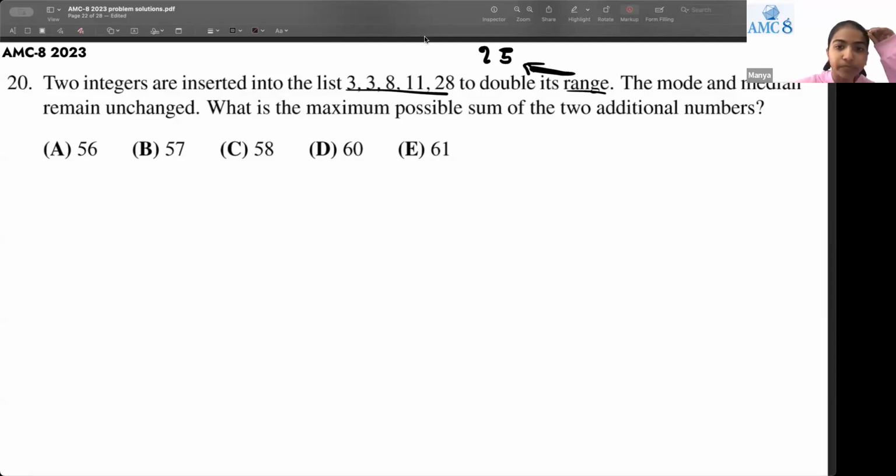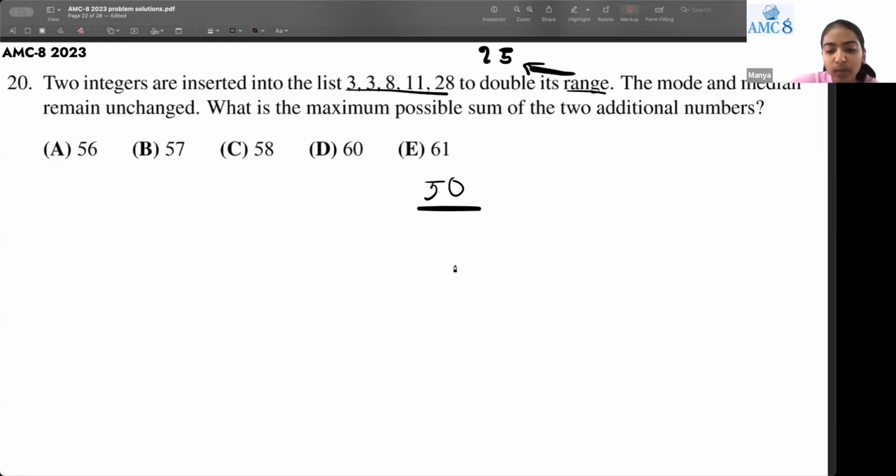And so, to find the double range, we're going to be doing 25 times 2, which should be equal to 50. And so that means that the range should be equal to 50, which means that 50 minus 3 should be equal to 47. But we need that 47 does not equal 50. And so for the range to be equal to 50, we'll have to add 3 to 50 to get 53.